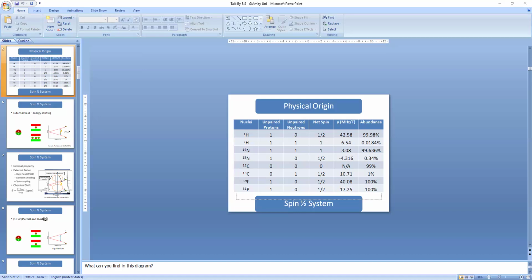This is the B0 field, and M is the magnetization that is revolving.